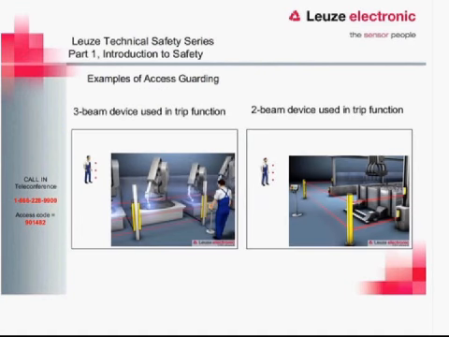Example of an access guarding would be maybe using a multiple light beam device. Here we see a 2-beam version being used for a perimeter guard, and then we have a 3-beam also being used here as a perimeter guard. Both of these circumstances could also use hard guarding if necessary with interlocked doors.